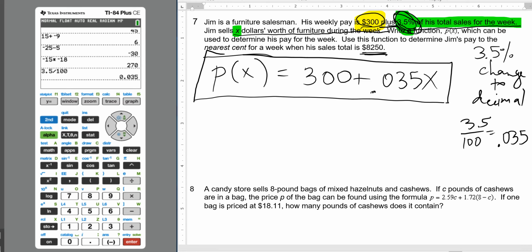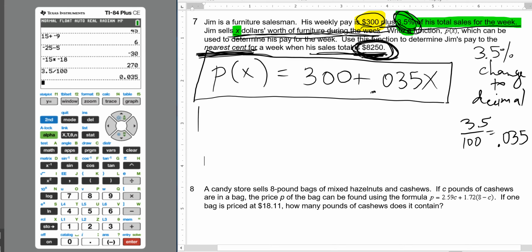Okay, so now we want to use this function to determine his pay to the nearest cent if this is his sales. So we need to be careful about where this number belongs. P of X would be how much money he takes home, his pay for the week. That's not what we're talking about. X is what we're interested in. It's the dollars worth of furniture he sells per week. In other words, it's his sales for the week, right? How much he's going to make depends upon how much furniture he sells. So in place of X, we're going to put in the dollar amount of how much furniture he sold.